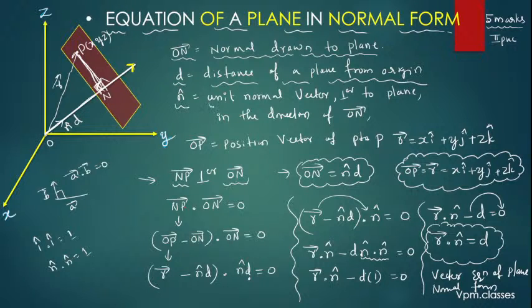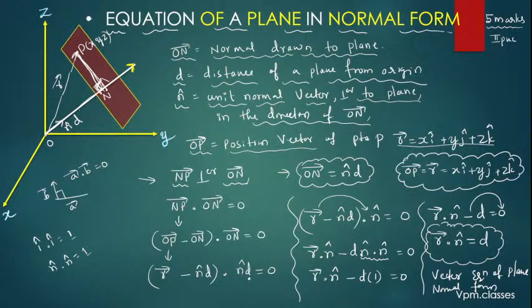And n cap is the unit normal vector perpendicular to the plane, which is in the direction of ON. So in the direction of vector ON we have the unit vector n cap. And we take an arbitrary point P on the plane with the coordinates x, y, z. Therefore we can write OP as my position vector r. So I have taken OP as the position vector of point P, which is denoted by r vector.